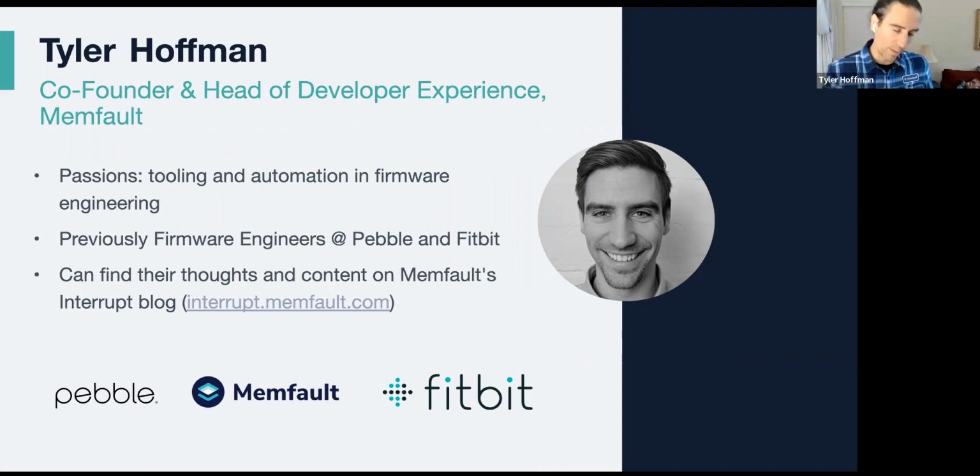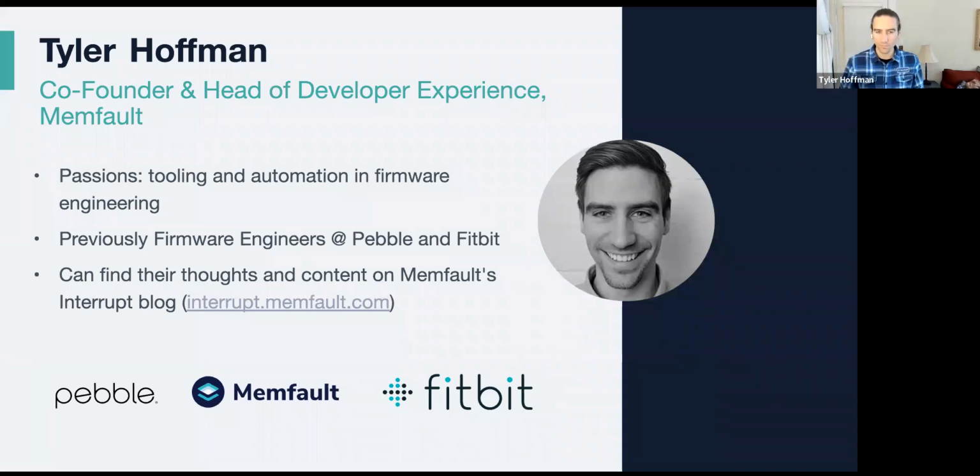I was a firmware engineer at Pebble and Fitbit, where I wrote a ton of firmware, but mostly found myself building tools, automations, and helping the, at that time, 100+ firmware engineers at the companies that I was working with, basically do their job better, debug more quickly, and get back to programming. I write a lot of stuff on Interrupt, which is Memfault's blog, where you can find a lot of my content there. And I'm the one who publishes those monthly roundups of interesting things to read about in the firmware world.